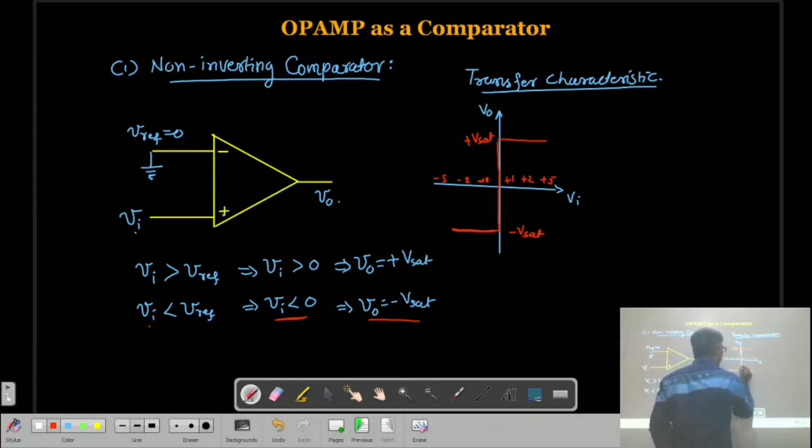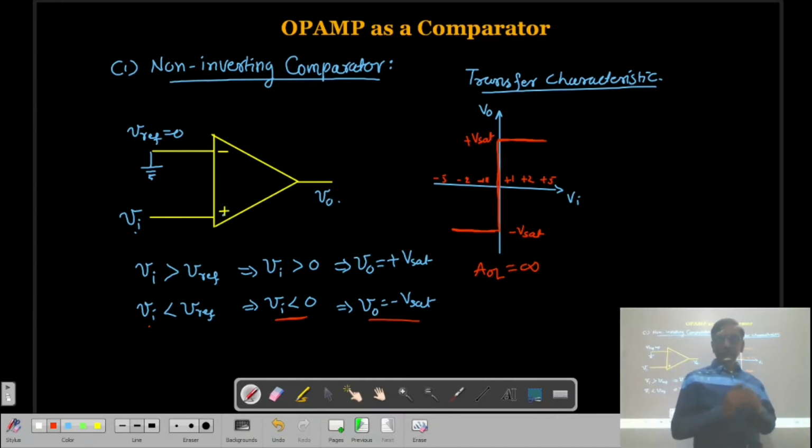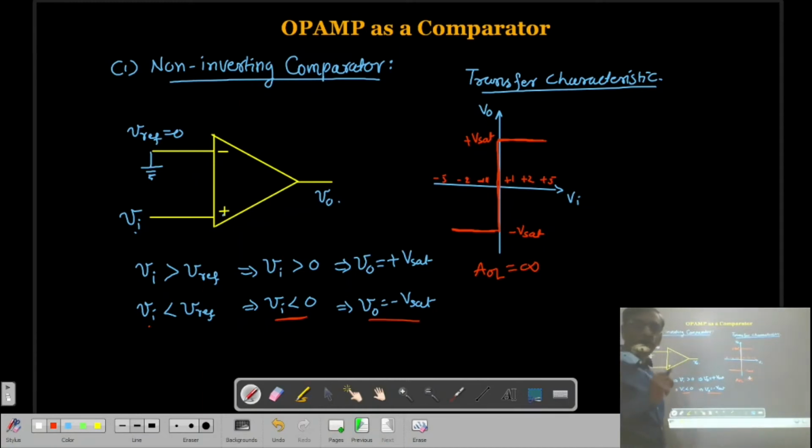Here is the transfer characteristics of the op-amp, and here we consider the ideal op-amp. Therefore, for the ideal op-amp, the open loop gain is infinite. Now try to understand that if the difference between these two voltages is very small, then what will be the output voltage? In that case, you will find the op-amp will not be in saturation. Here we will consider a practical op-amp.